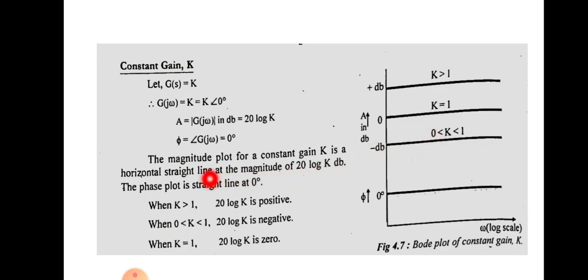Suppose K is greater than 1, then 20 log K is positive. That is why it is drawn on the upper side for K greater than 1. Similarly, when K is between 0 and 1, 20 log K is negative. That is why it is drawn below the 0 value, and its value is constant throughout the values of omega, since it does not depend upon omega. Similarly, when K equals 1, 20 log K is 0. So when a constant term comes, the curve will be a straight line, right? And its decibel value depends upon the value of K.